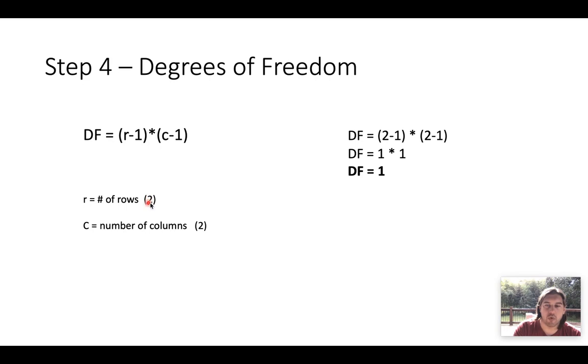So we had 2 options for gender. We had 2 options for political party. And we plug into this formula to find degrees of freedom. Again, if I had, for example, 3 political party options, like the Green Party or the Libertarian Party, then this would change. This would have been 3, and it would change my degrees of freedom.